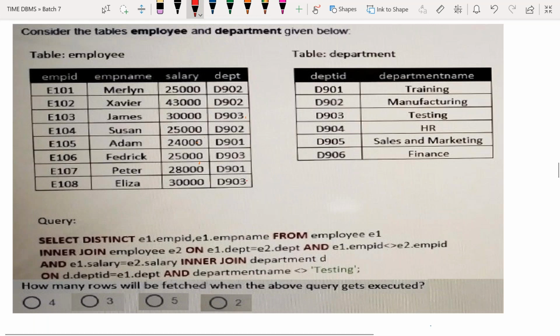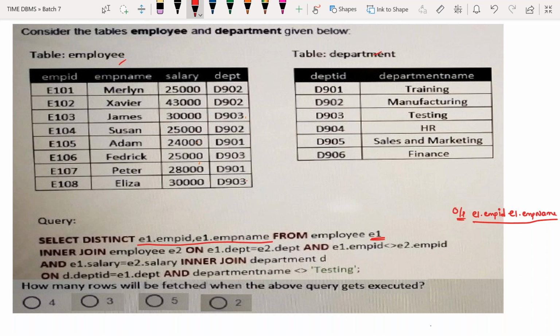Here, what is given? Consider the tables employee and department given. Two tables. Here it is a query: select distinct E1.EMP_ID, E1.EMP_name. So what is the output it is going to find? E1.EMP_ID and E1.EMP_name. ID and name we want in the output, right? Employee ID and name in the output.